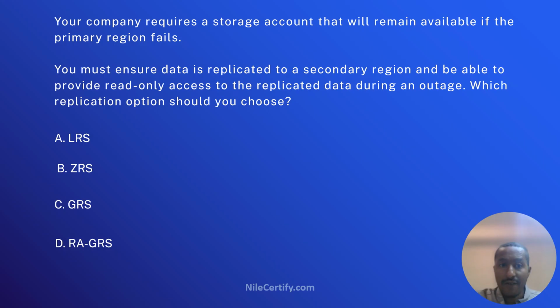Option D, RA-GRS, read access geo-redundant storage. RA-GRS works just like GRS, but adds continuous read-only access to the secondary region. If the primary region fails, users can read the data without waiting for a failover event, which satisfies the requirements in the question, and this is why we will select D as the correct answer in this question.